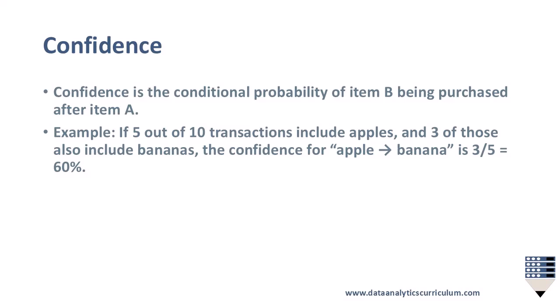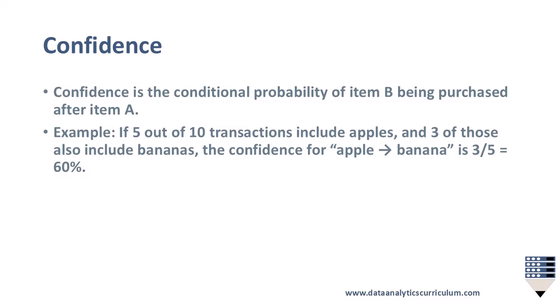Confidence. Confidence looks at the likelihood that one item appears given that another item has already appeared. It's a measure of conditional probability, the chance of B happening if A has already happened. For example, imagine 10 transactions where 5 include apples. If 3 of those 5 also include bananas, then the confidence for the rule apple leads to banana is 3 divided by 5, or 60%. This tells us that when apples are bought, bananas are purchased about 60% of the time.